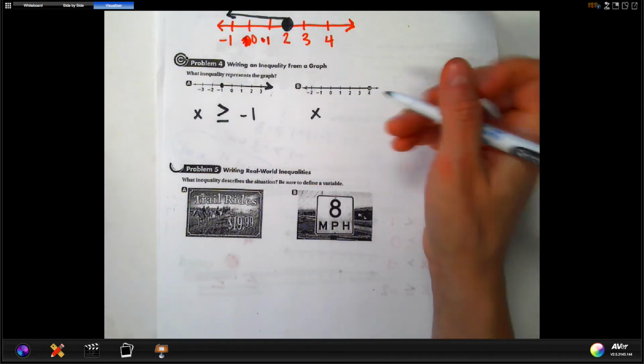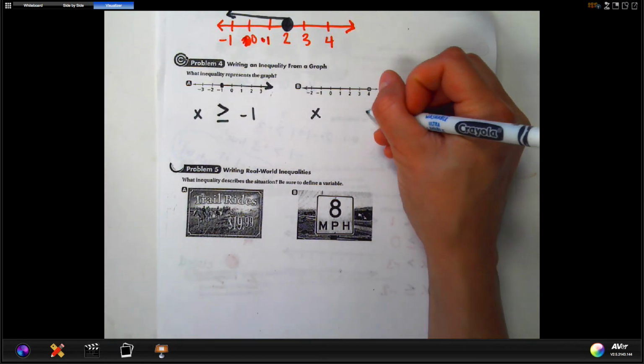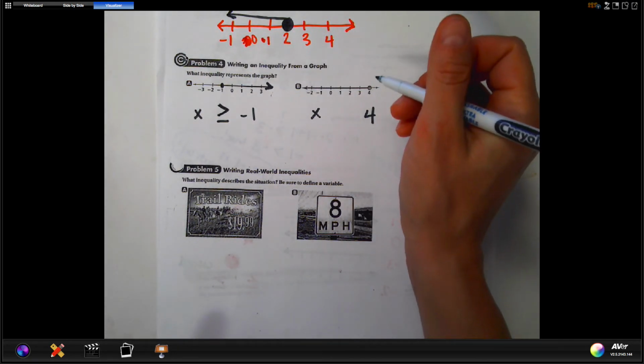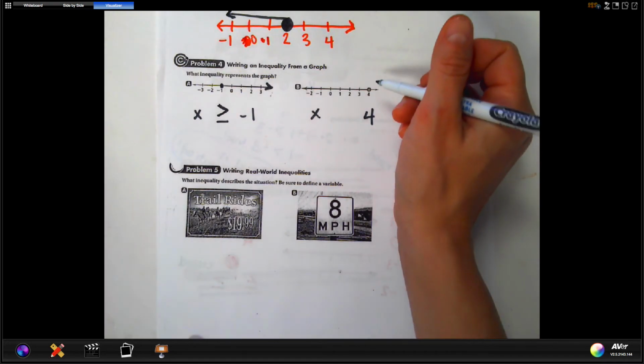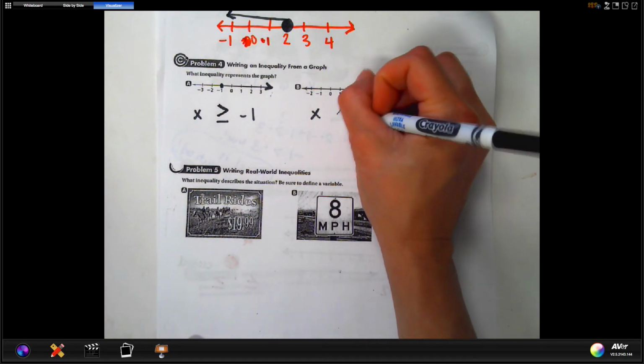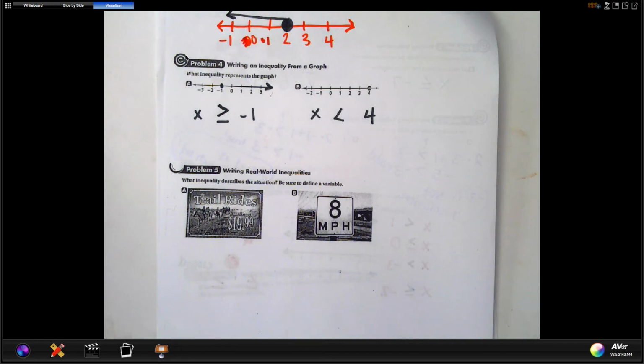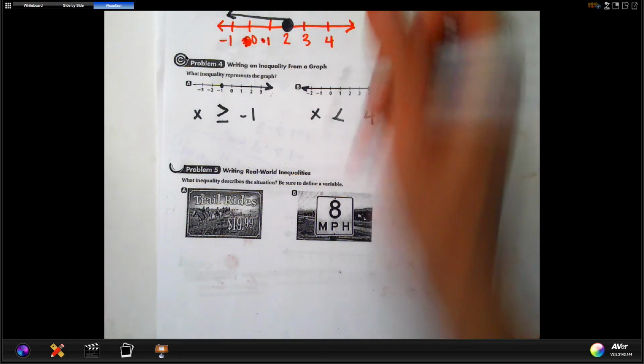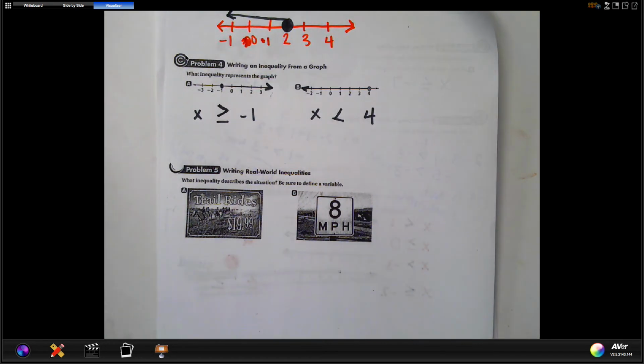X, what's my number? 4. Okay. What's the inequality got to be? Chris, go ahead. Greater than? Nope. Less than. Less than. Good. And so again, the arrow is pointing to the left, and I want the inequality pointing to the left. The cheat helps, doesn't it?